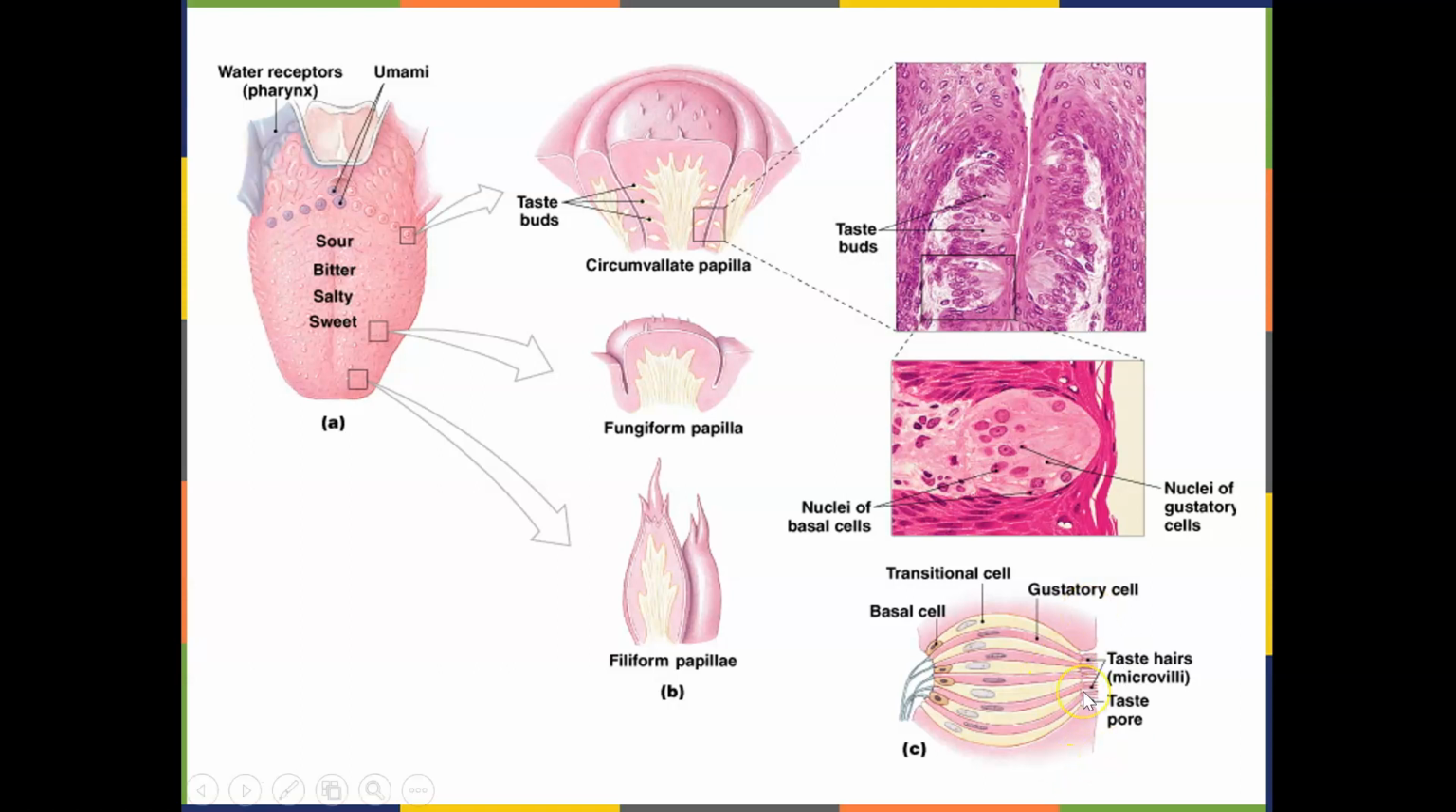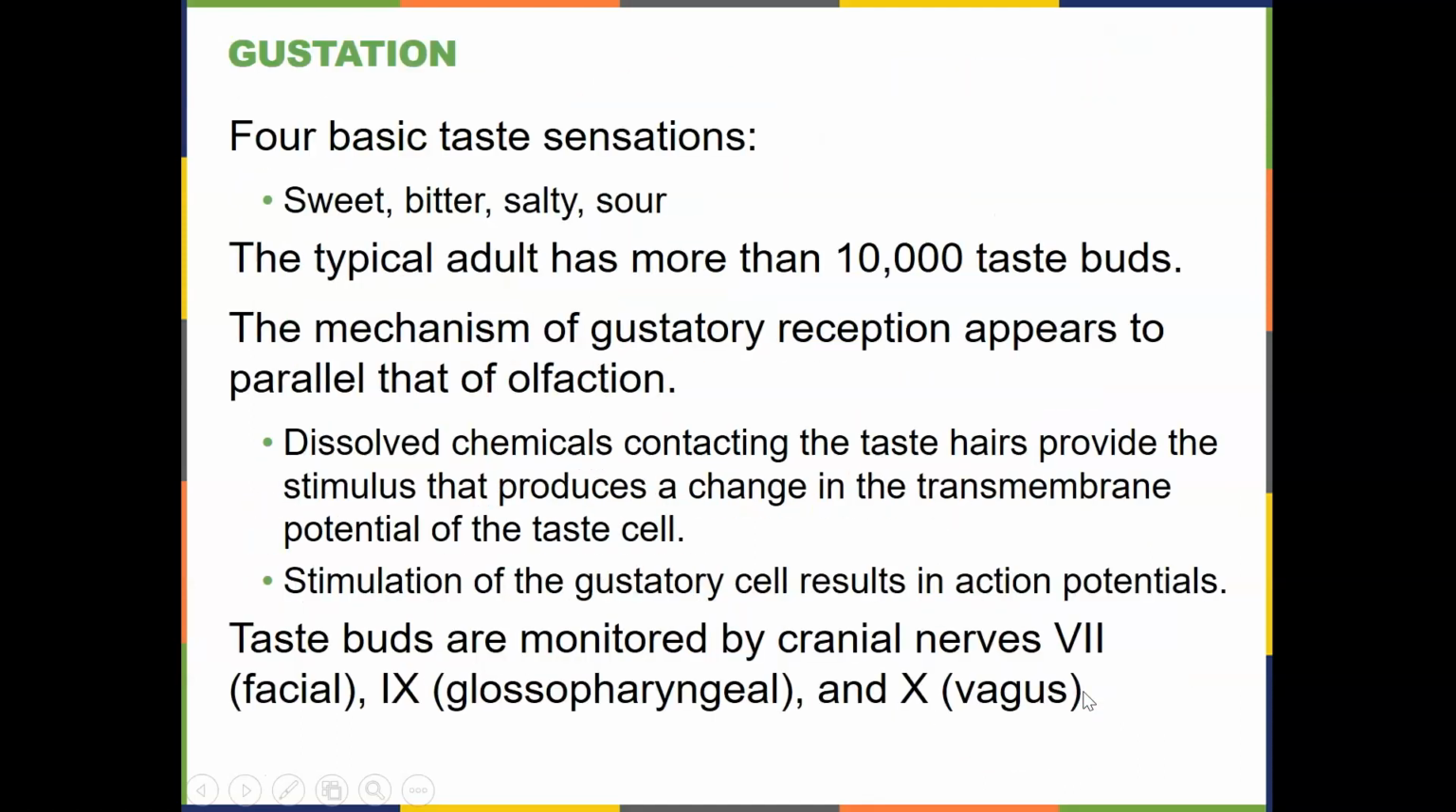And these receptor cells are always being activated. So, four basic taste sensations: sweet, bitter, salty, sour. There's also a fifth one called umami. Umami is the flavor of amino acids. And so sometimes you'll see that as a fifth flavor sensation, all right?